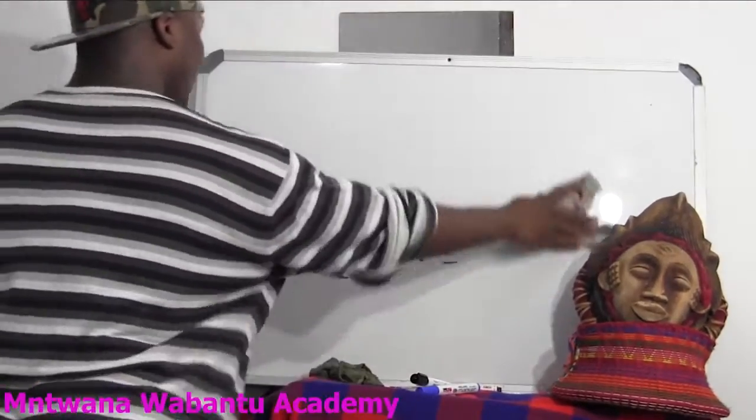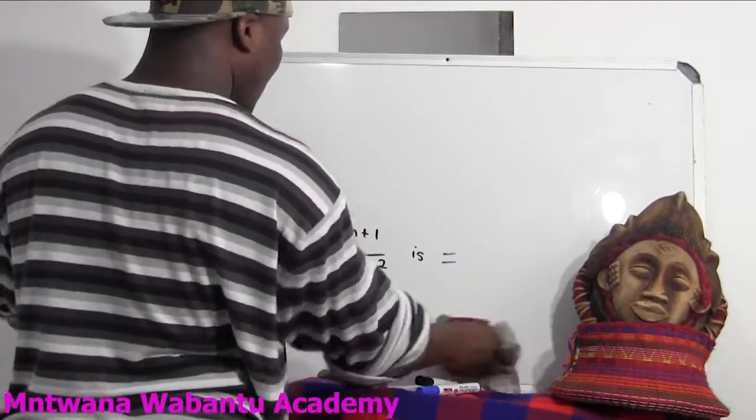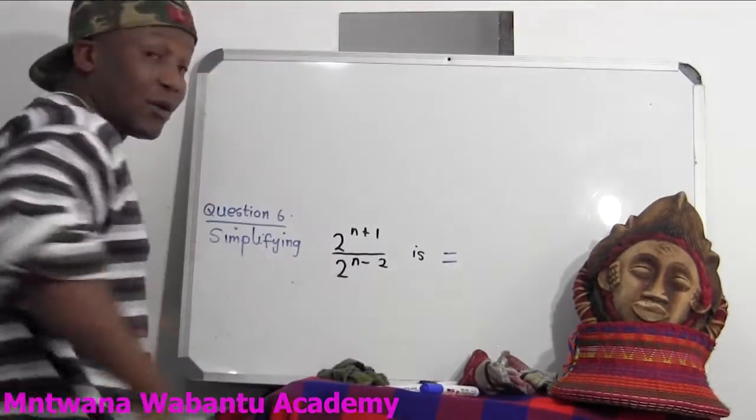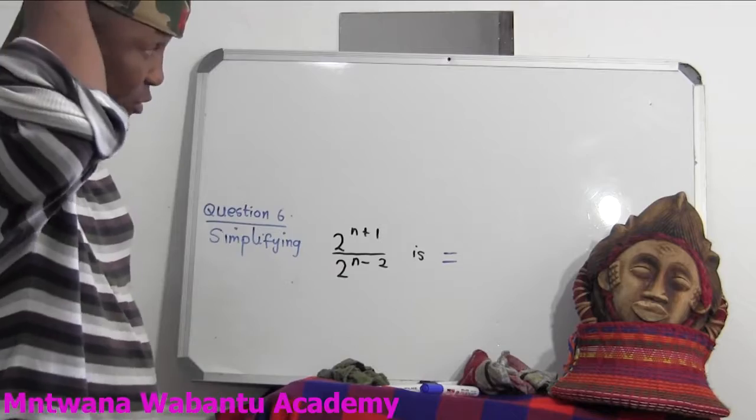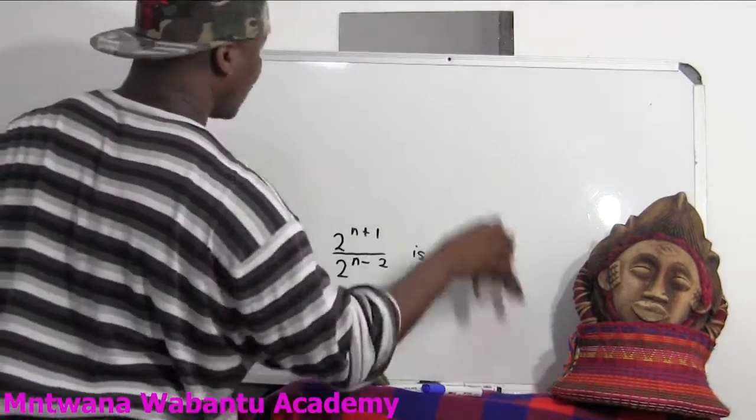So question number 6 is very easy. It says simplify. Before you simplify, I want to show you some little rules for exponentials.